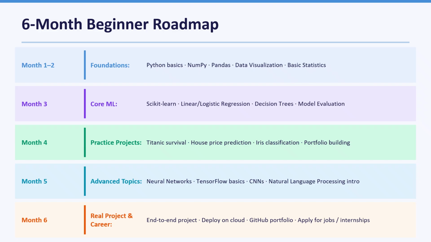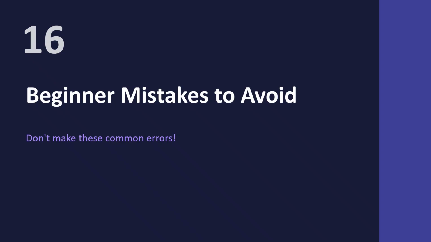1 hour a day for 6 months beats 12 hours on weekends. Before you go off and start building, let me save you months of frustration. Section 16, the most common mistakes beginners make.